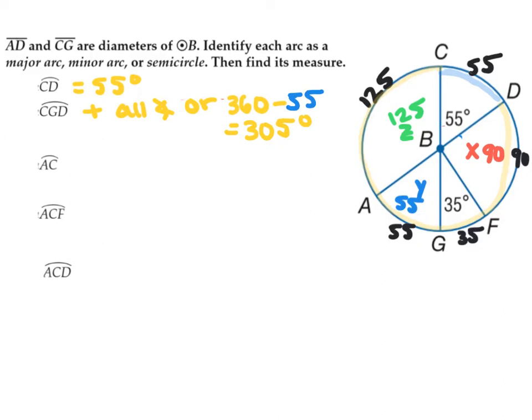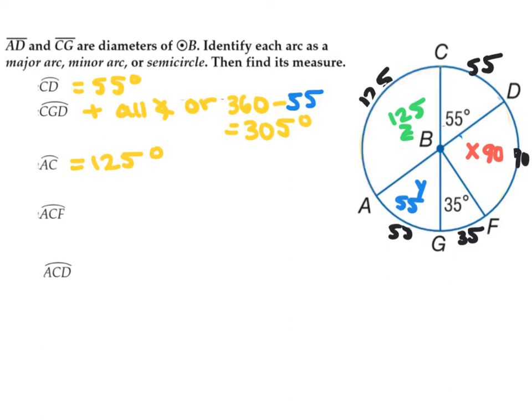Now for the next example, it asks for the length of AC, which is just this part. And I know that from what's given, AC equals 125 degrees.